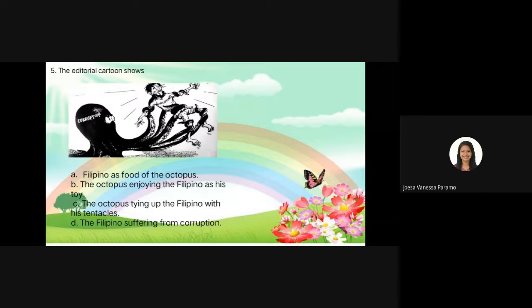And for number five, the last number, the editorial cartoon shows: Letter A, Filipino as food of the octopus. Letter B, the octopus enjoying the Filipino as his toy. Letter C, the octopus tying up the Filipino with his tentacles. And letter D, the Filipino suffering from corruption. What's your answer? Okay, letter D.